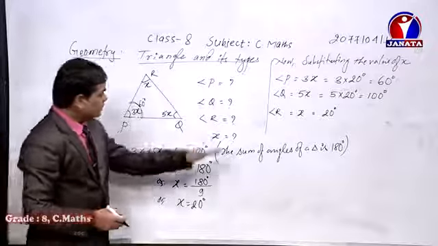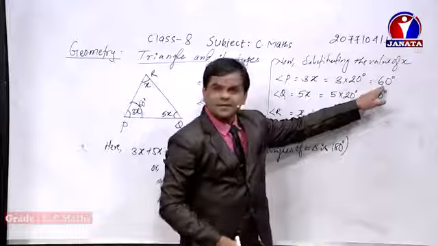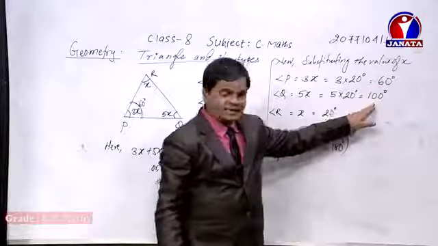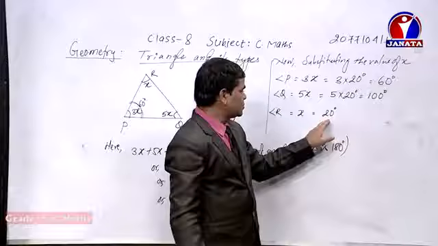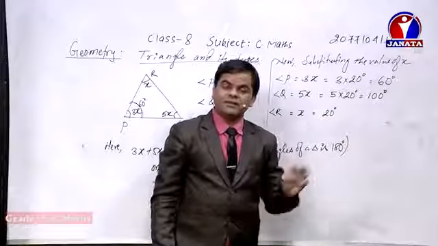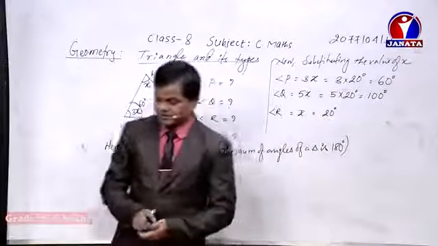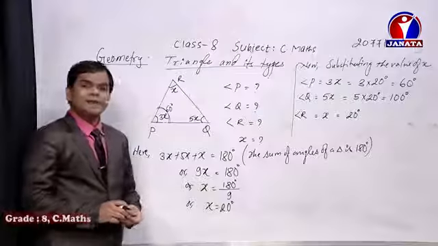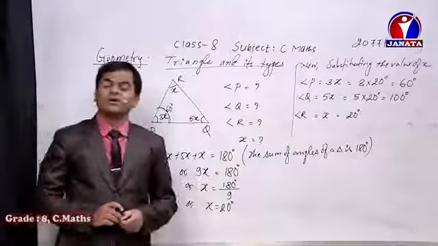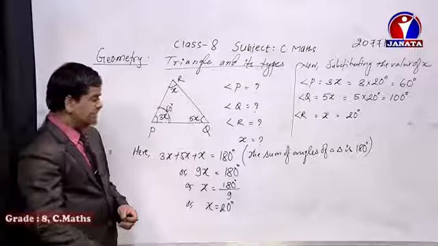After doing all these things, dear students, look here: 60 plus 100 degrees plus 20 degrees, 60 plus 100 is 160, plus 20 degrees, altogether 180 degrees. Therefore, the sum of angles of a triangle is 180 degrees everywhere, whether the triangle is smaller or bigger, it doesn't matter, their sum becomes 180 degrees.